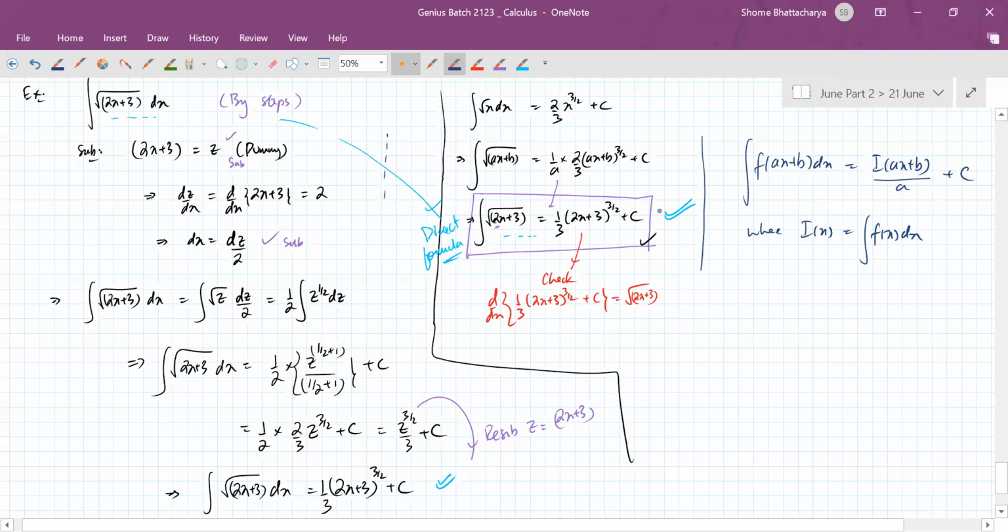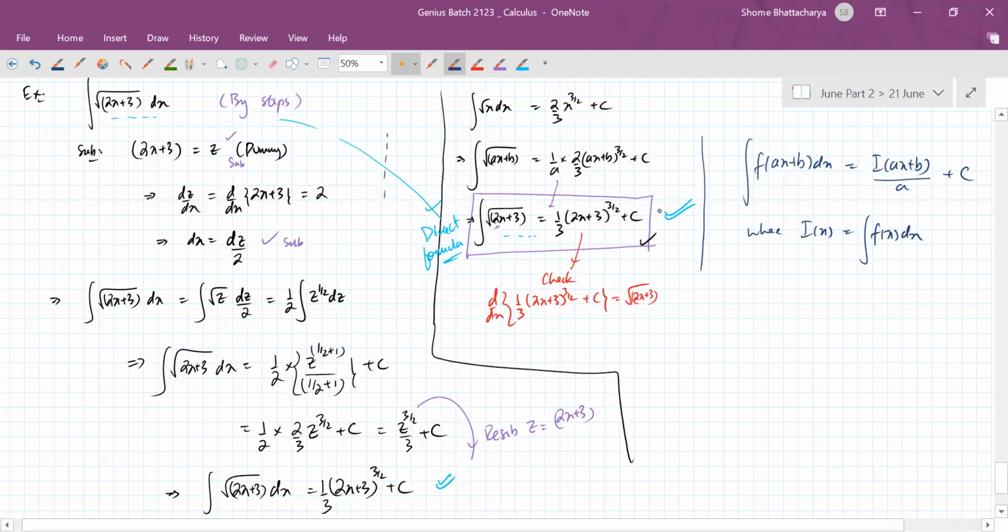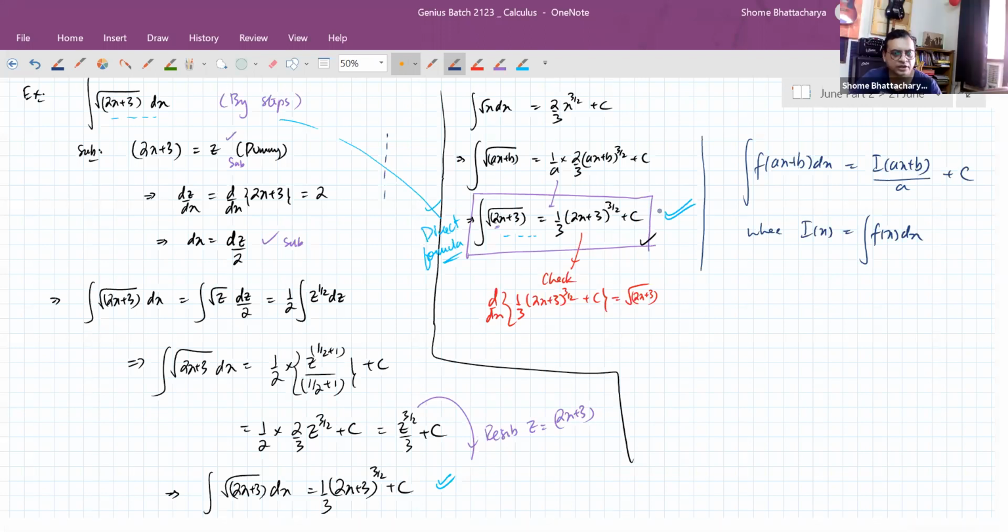One more thing, sir. Sorry, come again, beta. One more thing. If we don't use this formula, suppose we just have a simple linear expression without a root, can't we take it as integration of two different terms, and then will we get the same answer? Yes, you will get the same answer.